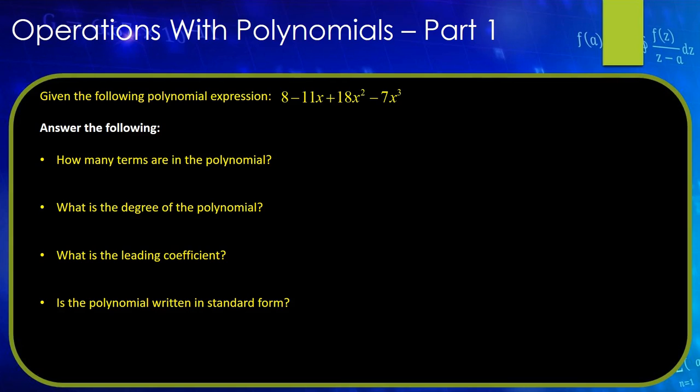So when I want to count the number of terms in this polynomial expression up there, first of all, I'm going to realize this is x to the first power here, and I do have 1, 2, 3, 4 terms, so there's 4 terms in this polynomial.